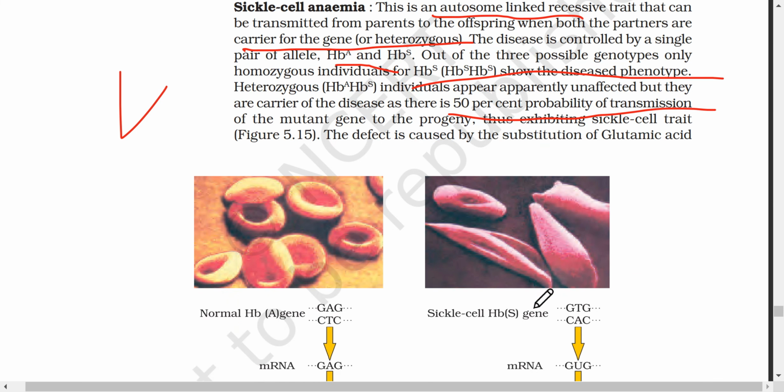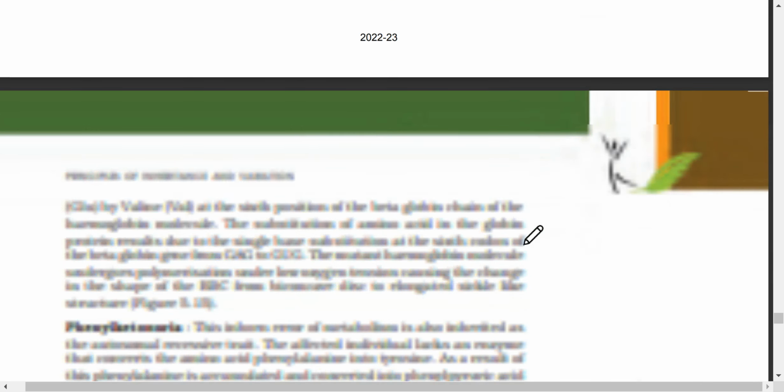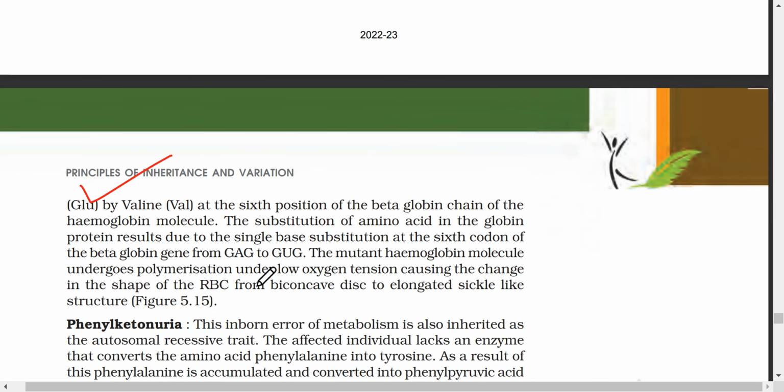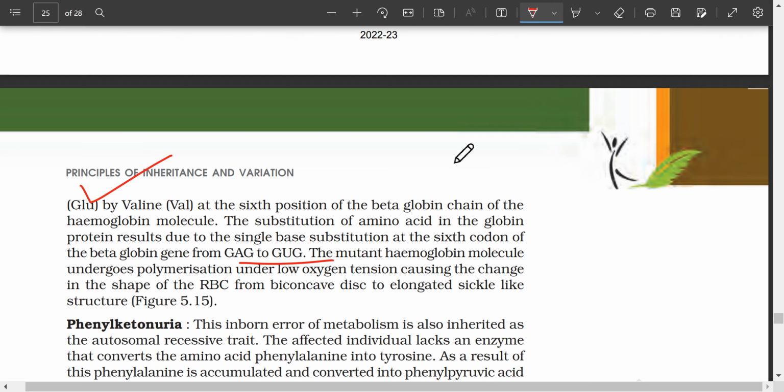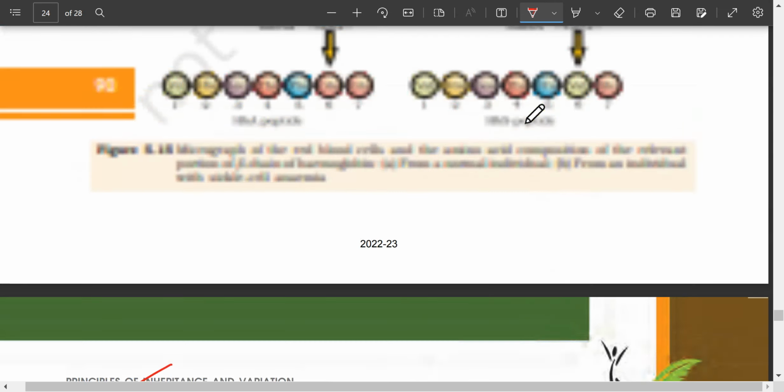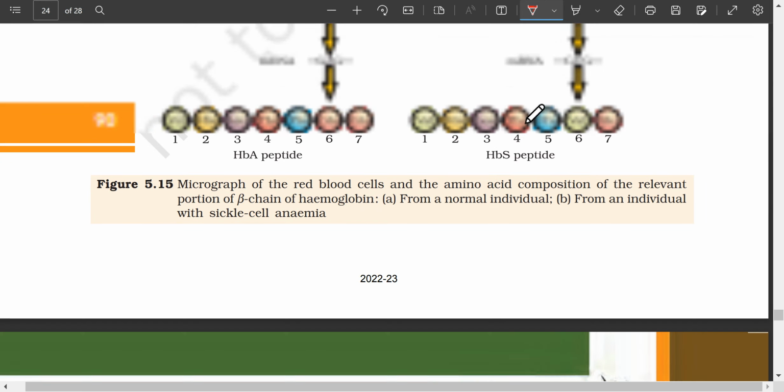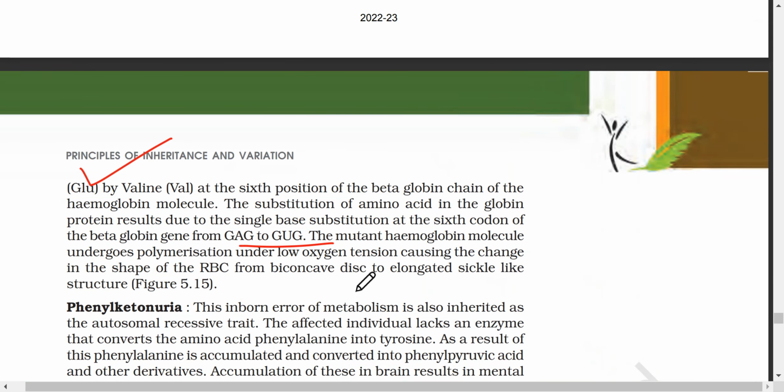The defect is caused by the substitution of glutamic acid, basically GLU, by valine. GAG is converting into GUG, you can just remember, at the sixth position of the beta globin chain of the hemoglobin. Hemoglobin has alpha and beta chains, so at the sixth position, glutamic acid is being converted into valine. Because of this, sickle cell anemia occurs.